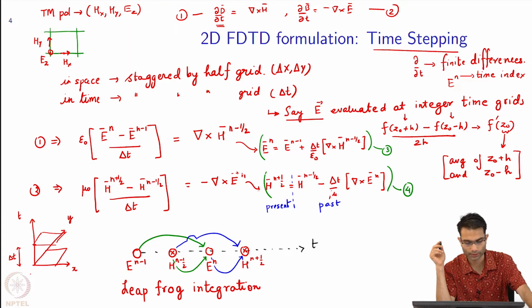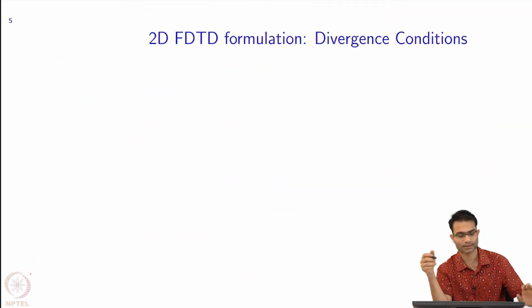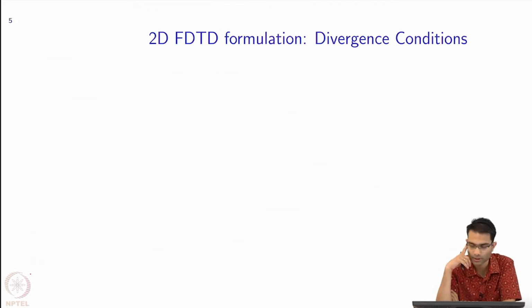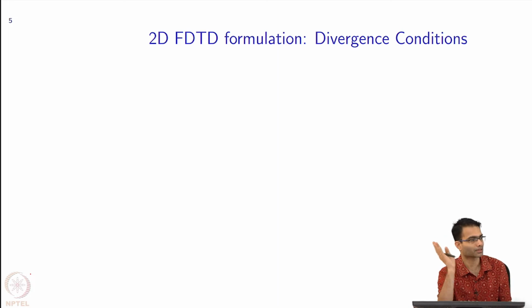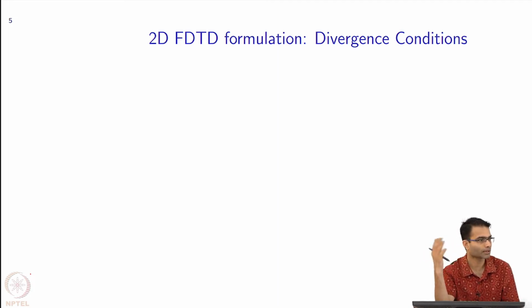Alright, so let's move to the next discussion, which is about divergence conditions. Now notice that when we used our Maxwell's equations, we actually used only the first two Maxwell's equations, we didn't touch the other two equations. So the actual question is, when I am doing this discretization in space and time, what happens to the other conditions? Are they being violated or are they being respected?